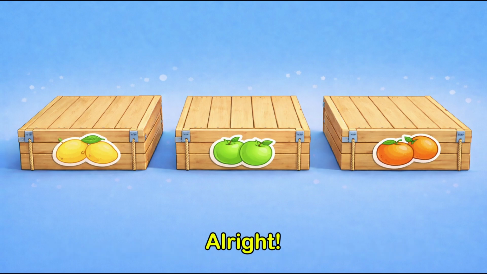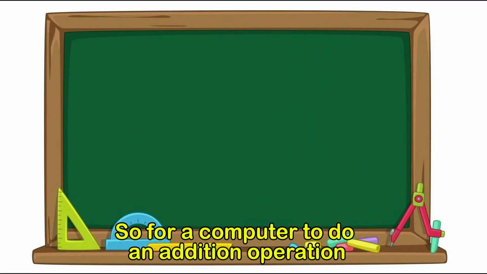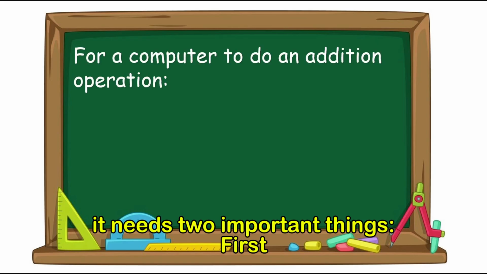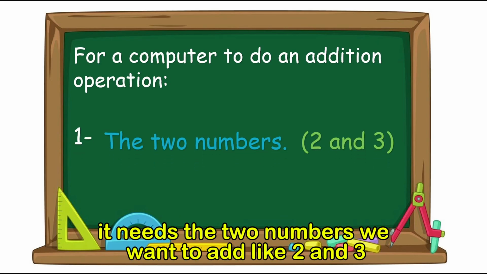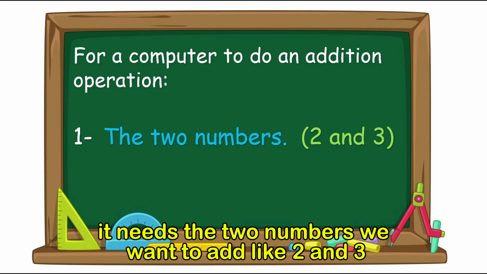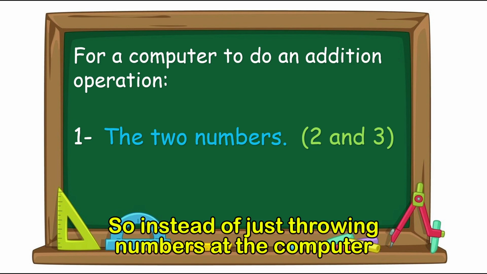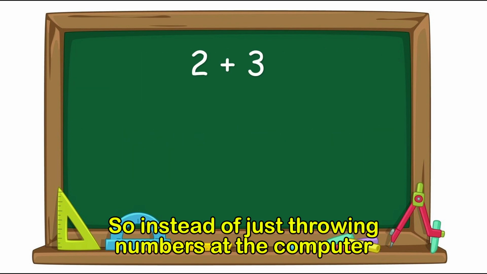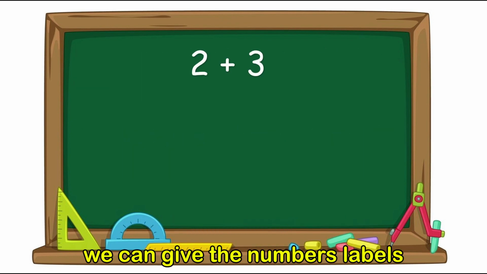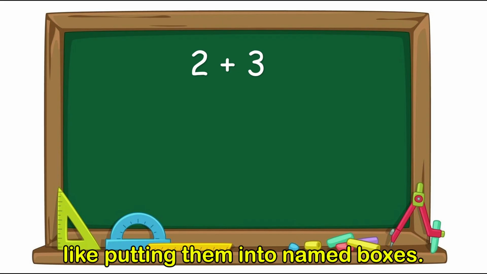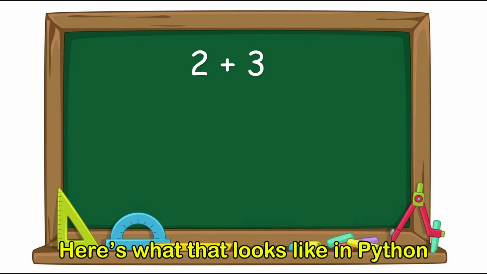All right, so for a computer to do an addition operation, it needs two important things. First, it needs the two numbers we want to add, like 2 and 3. But remember, computers like things organized. So instead of just throwing numbers at the computer, we can give the numbers labels, like putting them into named boxes. Here's what that looks like in Python.